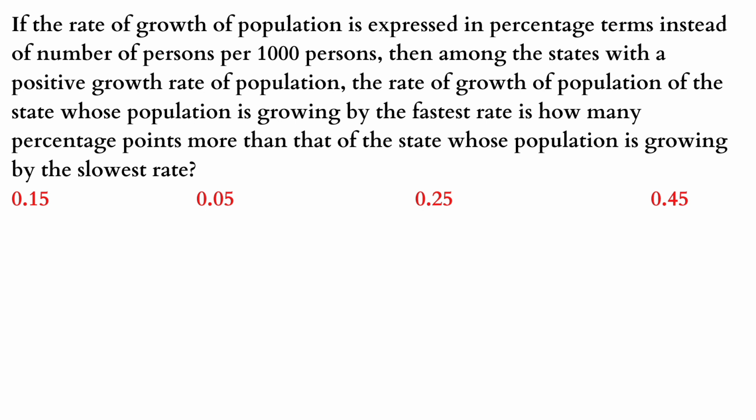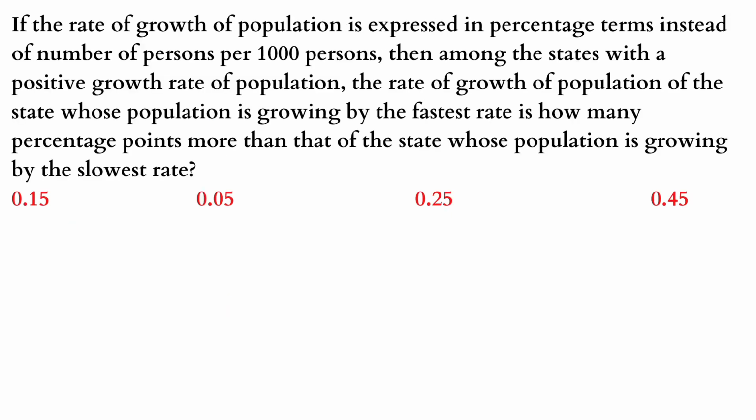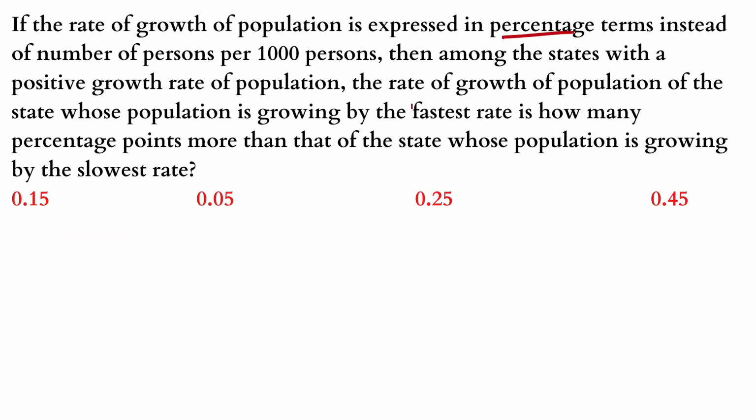The rate of growth of population is expressed in percentage terms instead of number of persons per 1,000 persons. Initially the growth rate is given per 1,000 persons, but for this question it is expressed in percentage terms. For instance, we calculated 2 for Andhra. This 2 is per 1,000, but here we are asked to calculate per 100. So if for 1,000 it is 2, then for 100 it will be 2 by 1000 into 100, which is 0.2. This is for Andhra.